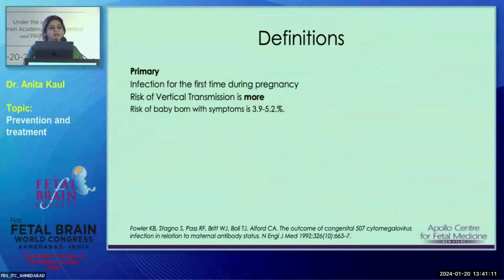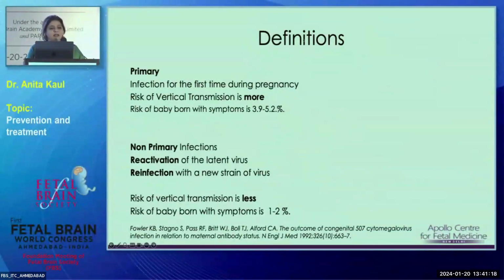I just want to remind you, when we talk about primary infection, we say it's happened for the first time during pregnancy. And when we are talking about non-primary infections, it could be reactivation of the same virus, or it could be a reinfection with a new strain of CMV, which is what is so difficult, which is why we can't get vaccines, because every time a new strain comes off.